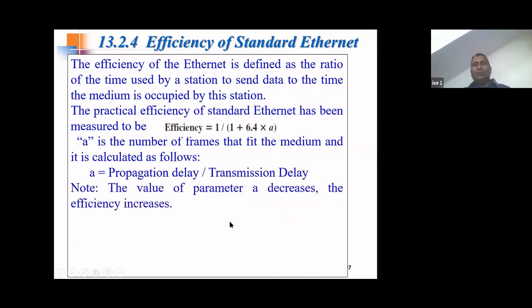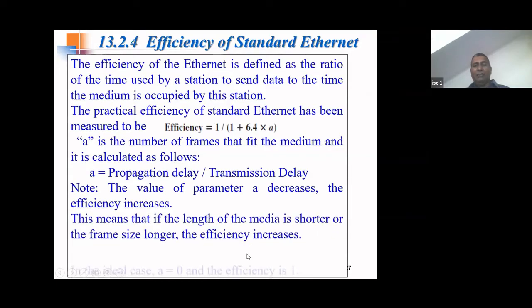There is a special case: if a is equal to 0, it indicates that the efficiency is 1, meaning 100%. The larger the value of a, the smaller the efficiency, and the smaller the value of a, the higher the efficiency. As I have shown, if a takes the value 0, this factor becomes 0, and 1 by 1, I will get 100% efficiency. So if the length of the medium is shorter or the frame size is longer, the efficiency increases.